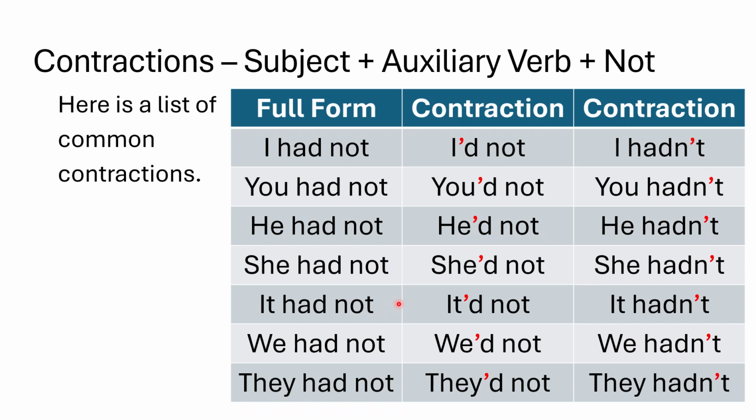It had not. It'd not. It hadn't. We had not. We'd not. We hadn't. They had not. They'd not. They hadn't.